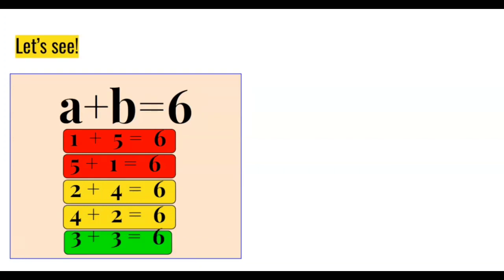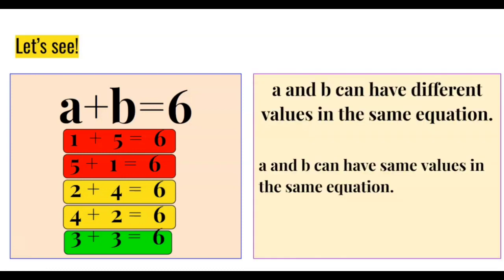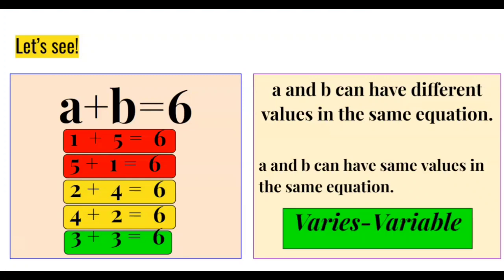What about a being 3 and b equals 3? Indeed, 3 plus 3 would give us 6. It therefore means that a and b can have the same value in the same equation, and a and b can also have different values within the same equation. It goes without saying that the value of a varies depending on the values of b. And this is the reason why our letters or our symbols are called variables, because the value of the symbol or letter varies based on the question or scenario that is given.